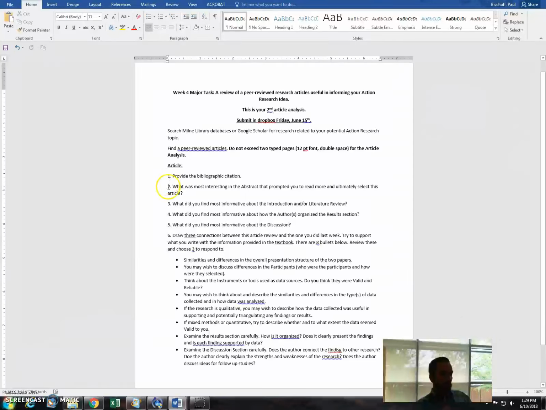So the first couple of points here, 1 through 5, are the same as last week. Provide the bibliographic citation, talk about the abstract in a couple of sentences, and 3, 4, and 5 are the same as last week. But question 6 is different, and if this is a 2-page assignment, I would put 1 page into number 6, and 1 page into 1 through 5. So do 1 through 5 on the first page, and do 6 on the second page.